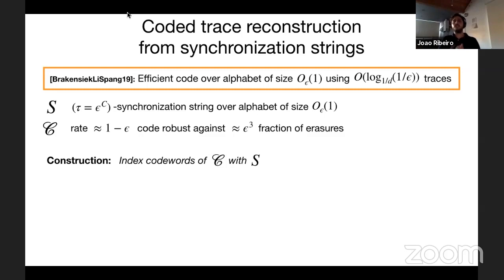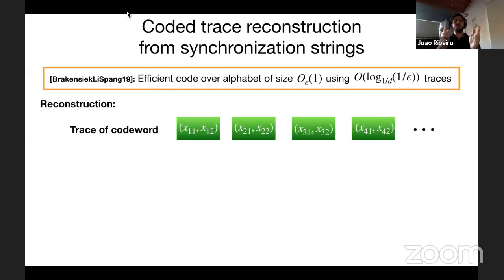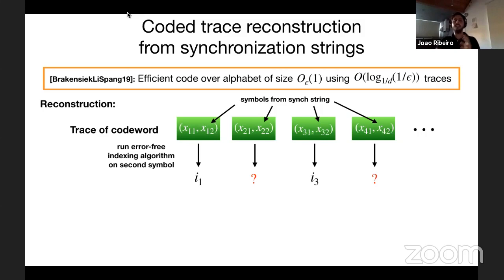And now reconstruction from the traces is very easy. This is the code that we see. The traces that we see are going to be of this form: you have pairs of symbols. You just don't know the indices where they come from, right? That's why you do synchronization. So like I was saying before, we look at the second symbol of the pair, because those correspond to the synchronization string, and we run the error-free indexing algorithm on these second symbols. This will give us a bunch of indices and also a bunch of aborts, or erasures.